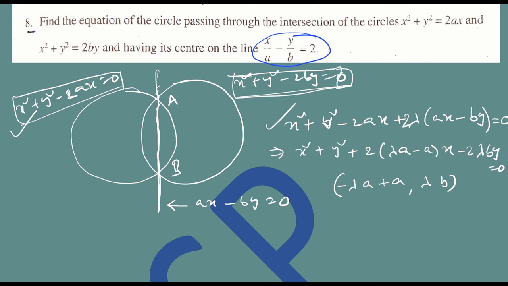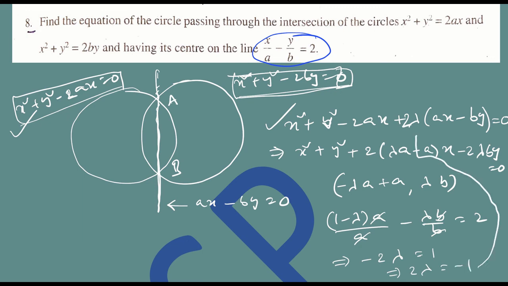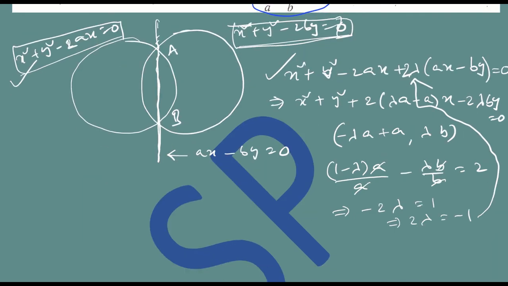Now this lies on that line, x by a minus y by b equal to 2. So substituting this there, I'll get (1 minus lambda) into a by a minus lambda b by b is equal to 2. So I'm getting from this minus 2 lambda is equal to 1. So 2 lambda is minus 1. So substituting this value of 2 lambda over here, we'll have the required circle equation as x square plus y square minus 2ax minus ax plus by is equal to 0.